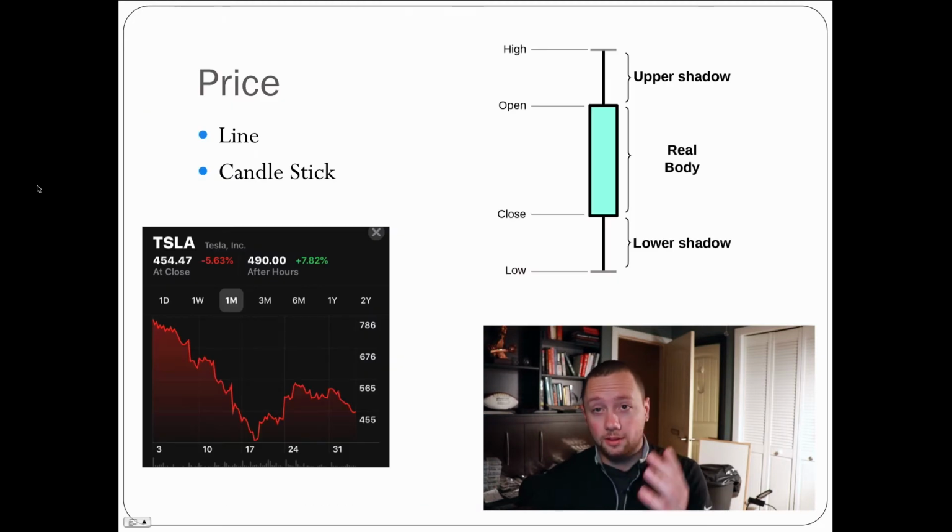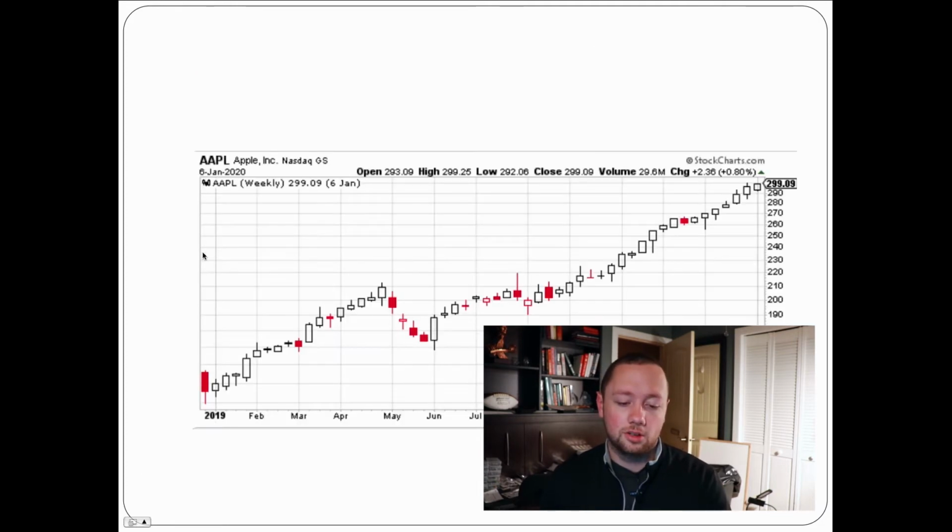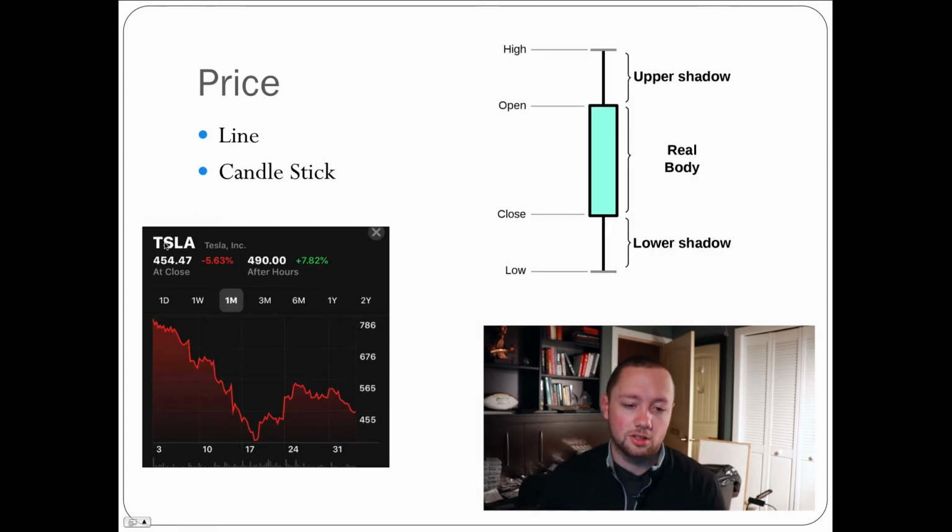So how do we look at price on a chart? This is a really good point right here. I took a screenshot of my Tesla shares on my cell phone the other day. Over a 1 month time period, the price was $454, and this is what it looks like. We can see the price chart on the right-hand side here, 786 down to 455, and this red line is representative of the price over that 1 month time period.